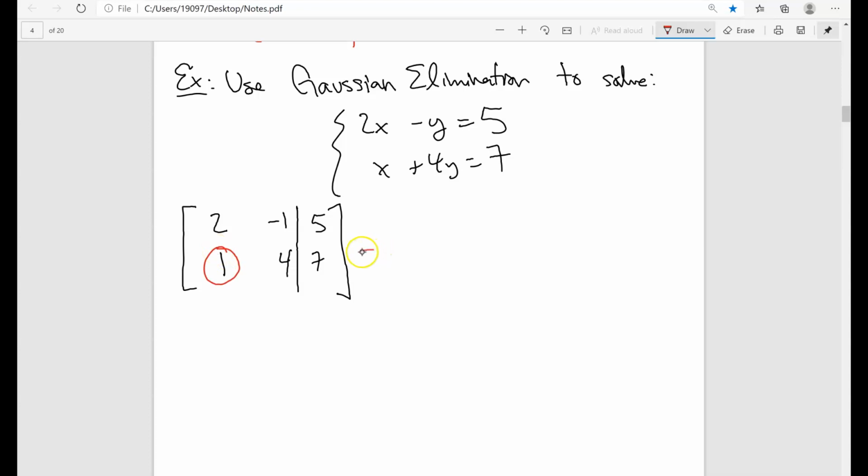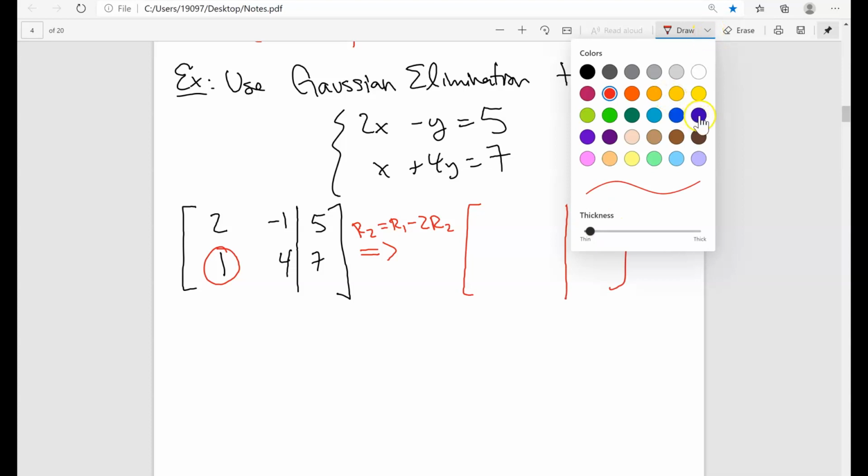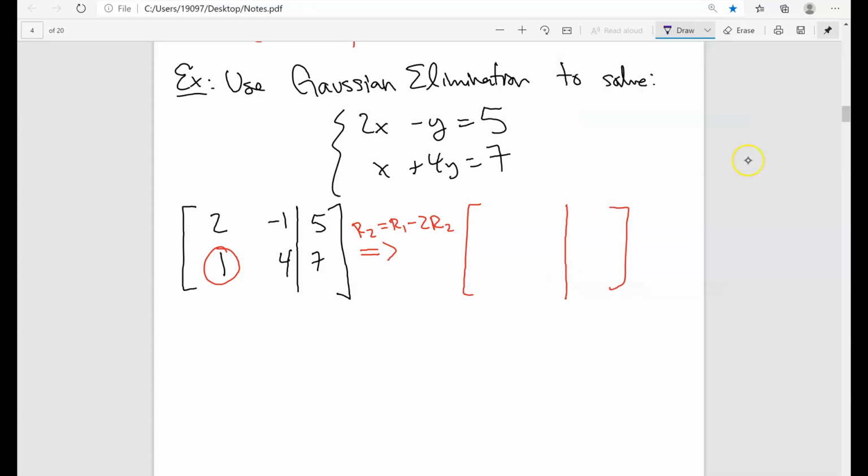Okay. What you can do is you can swap the rows if you want. It doesn't really matter. So the way that I'm going to do that is I'm going to change row 2. So row 2 is going to be equal to, I'm going to take row 1 and subtract twice row 2. Okay. So that's basically using elementary operations. So the first row is not going to change. It's going to stay the same. So it's going to be 2, -1, and 5. And then the second row, what I'm going to do is I'm going to take row 1.